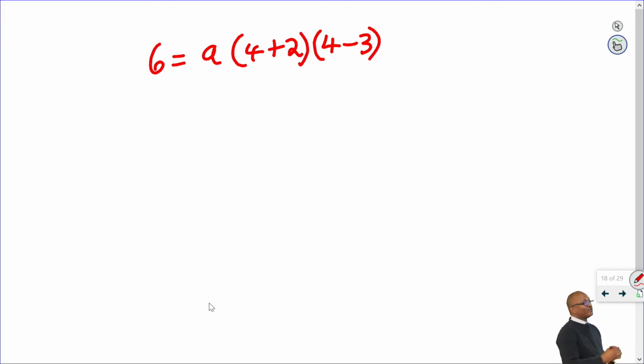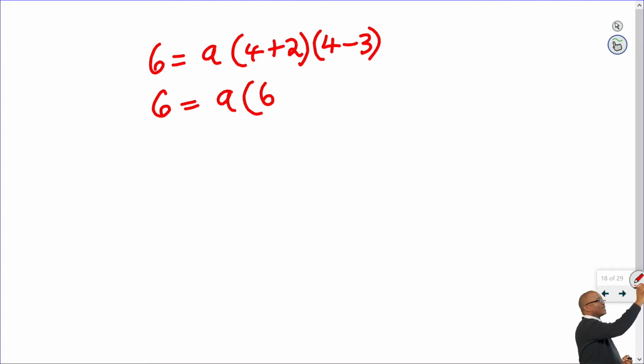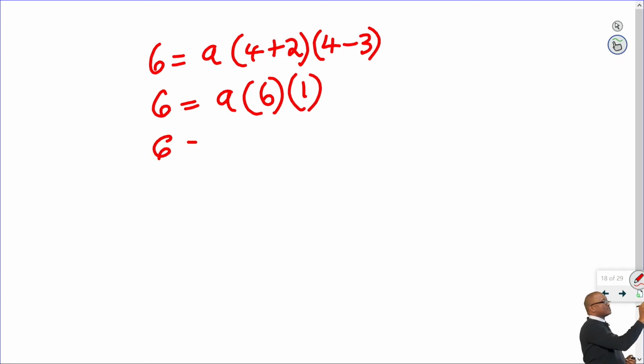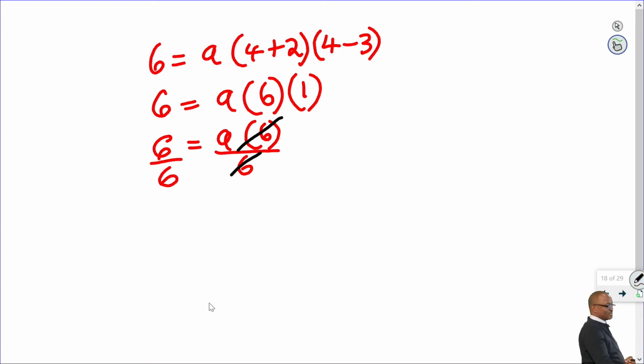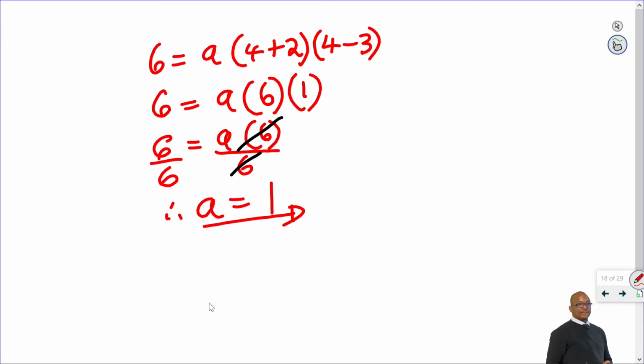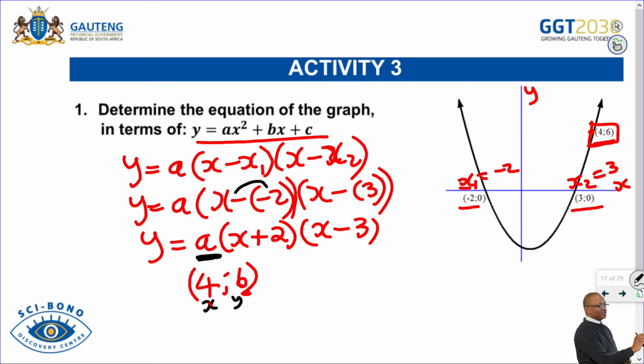So now we have to determine the value of A. We're going to have 6 equal to A into 4 plus 2 is 6, 4 minus 3 is 1. So we have 6 equal to A into 6. For us to get the value of A, we divide both sides by 6. Then 6 cancels 6. Therefore, the value of A is going to be 1. 6 divided by 6 gives you 1. Then we take this value of A and substitute it here.